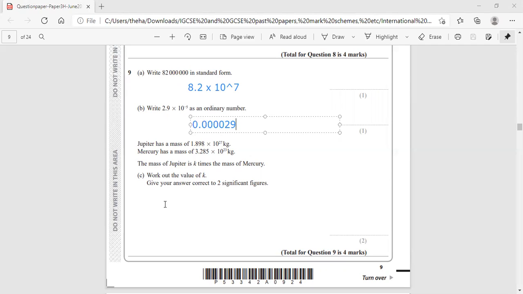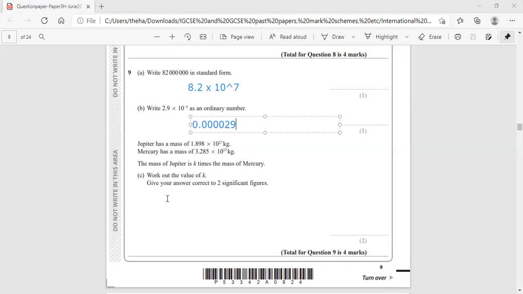Okay, so now let's go on to the final part of this question, which is worth 2 marks. Jupiter has a mass of 1.898 times 10 to the 27th power kilograms. Mercury has a mass of 3.285 times 10 to 23 kilograms. The mass of Jupiter is K times the mass of Mercury. Work out the value of K. Give your answer correct to 2 significant figures.